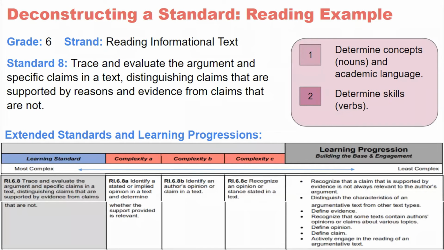As you and your team begin to break down a standard, you will also want to look at the extended standards and learning progressions to assist with determining access points if necessary. You will see on this slide, as you look from right to left, the ladder of learning progressions and the increase in complexity levels as they build toward grade level expectations. It is important to use this information to support your understanding of how the standard was designed and built as you determine the concepts and academic language included in the standard, which are usually represented by the nouns, as well as the skills outlined in the standard, which tend to be the verbs.